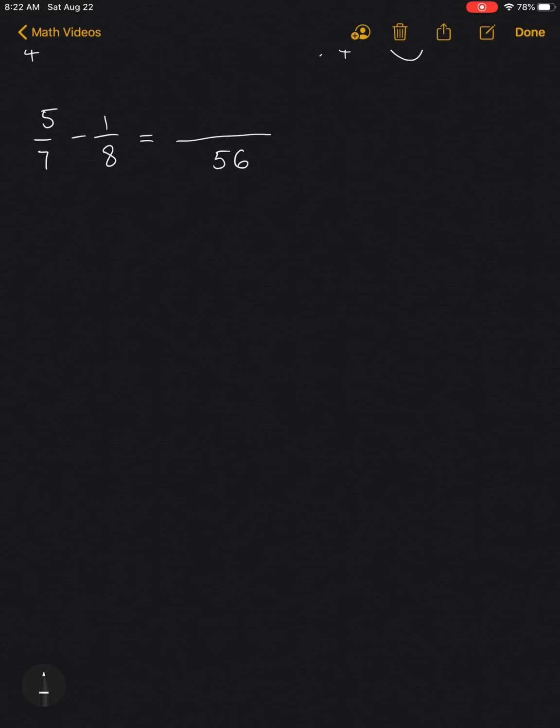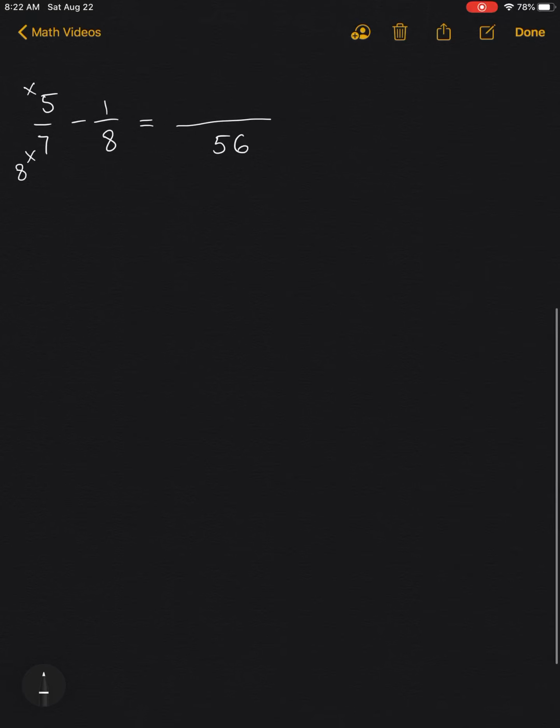So here, the common denominator is 56. Whatever I do to the bottom number, I do the same thing to the top number. I take 4 times 8, gives me 56. 7 times 8 gives me 56. And then 5 times 8 gives me 40. 8 times 7 gives me 56. 1 times 7 gives me 7. 40 subtract 7 gives me 33 out of 56.